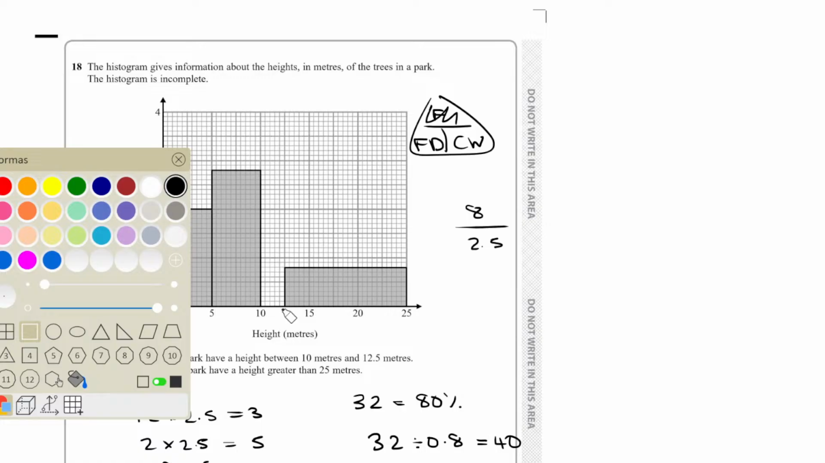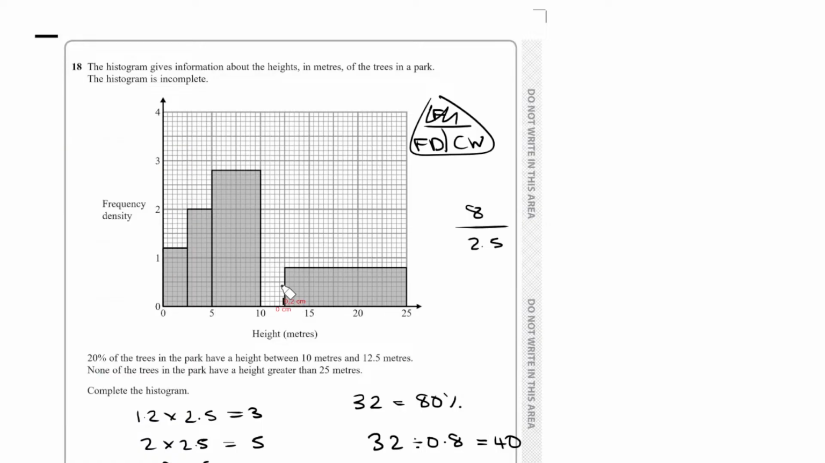Now I shall attempt to draw a decent bar. So 3.2. About there, isn't it? Roughly something like that. Yeah, exactly. So I'm just doing that briefly because I don't think it will come up again, but that was the histogram question. If anything, just keep this in mind, I guess, this formula triangle, just in case.